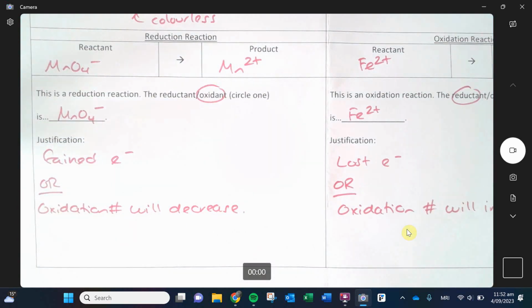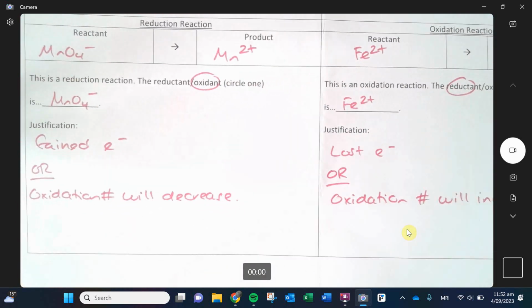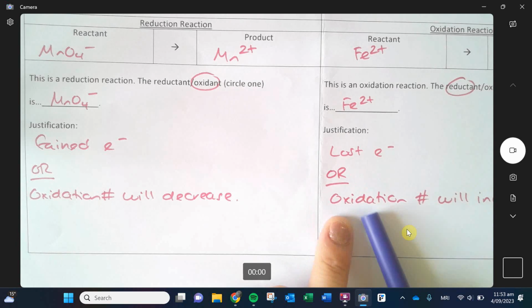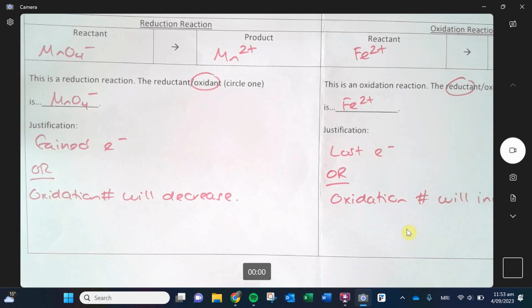So again, that gives you another opportunity for the achieve because I'm only looking for one of the two statements. Either you recognize how the oxidation numbers change or you recognize how the electron numbers change. Sorry, the electrons change. We good? All right. So let's now look at the oxidation numbers and how we can justify our answers.